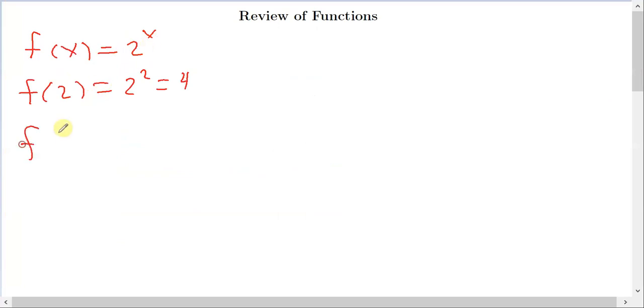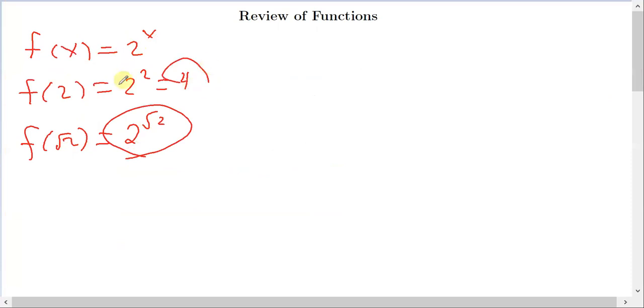But what does it mean to take 2 to the square root of 2 power? So that gets a little tricky. I don't know what that means. So that number is what we call a transcendental number. These are algebraic numbers when I can make sense out of them algebraically, but that's a transcendental number. And so this function, because it generates some numbers that we can't describe algebraically, is called a transcendental function.